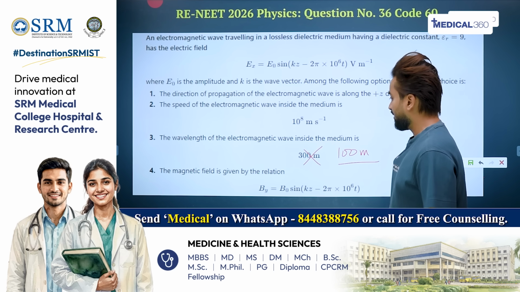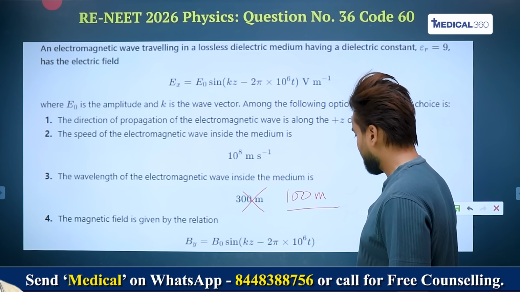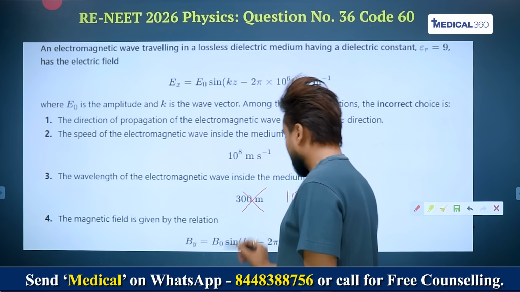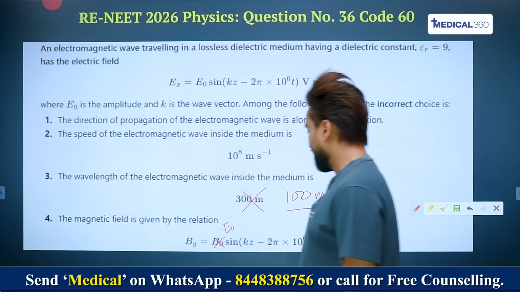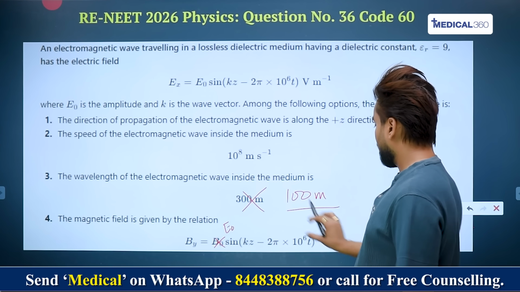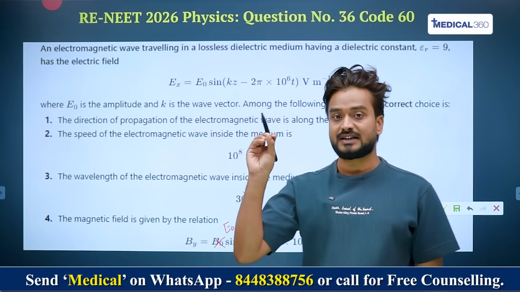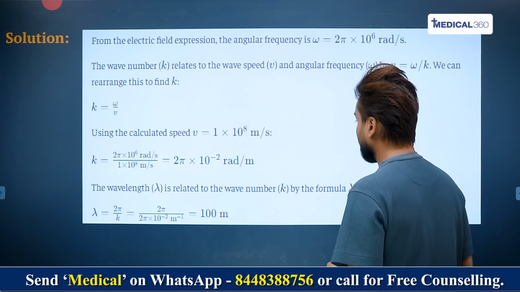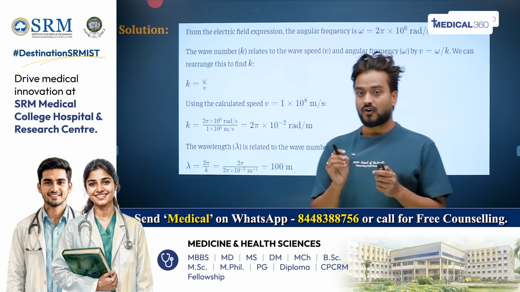And the last statement, or the last option, is the magnetic field is given by the relation By is equal to B naught sine in the bracket Kz minus 2 pi into 10 power 6 t. Actually, this should be not B naught, it should be E naught by V. So overall over here, this seems to be incorrect, and now you know the reason why. So there are two statements which are incorrect, option 3 and option 4, and that is why this question can also be considered for bonus.